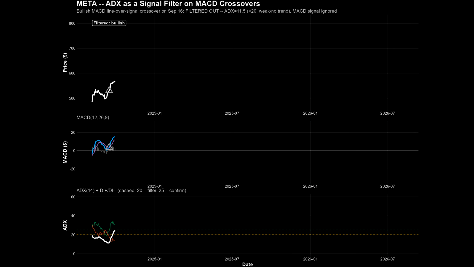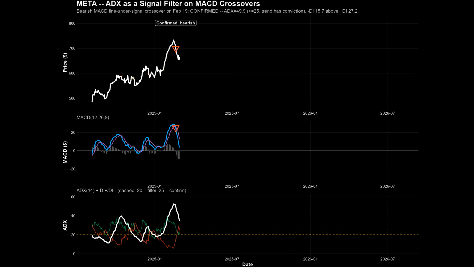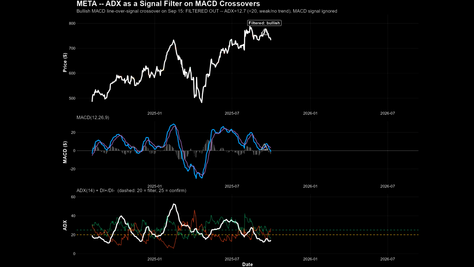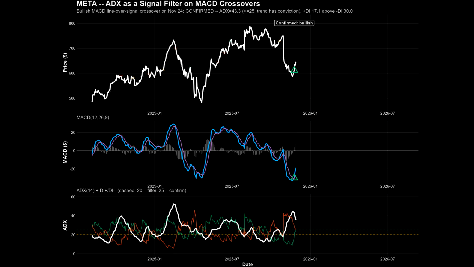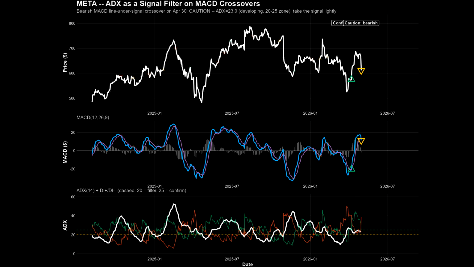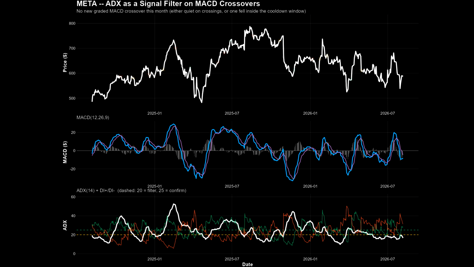What's playing now is a live, monthly updating build of ADX put to work as a genuine signal filter on real market data, layered alongside MACD from day 2. The 3 panels always move together as each new month is added. Price runs across the top. The MACD line, signal, and histogram sit in the middle panel, with small triangle markers flagging each MACD crossover as it occurs. And ADX, with its positive and negative DI lines, sits at the bottom, with dashed reference lines at 20 for filter and 25 for confirm.